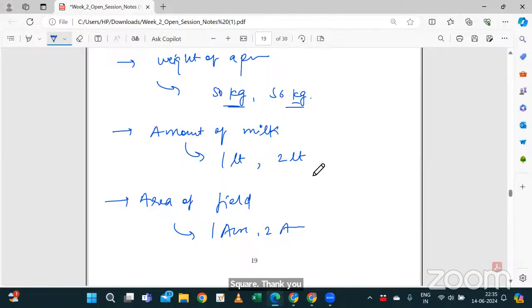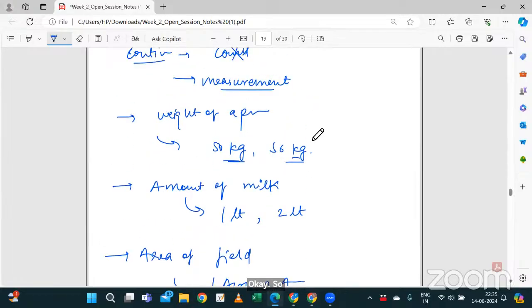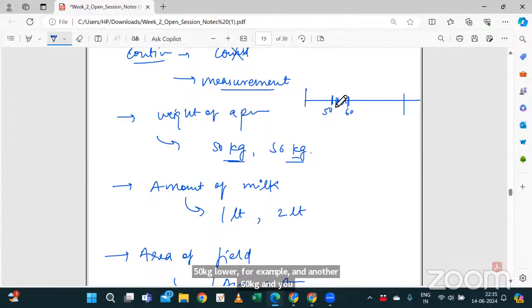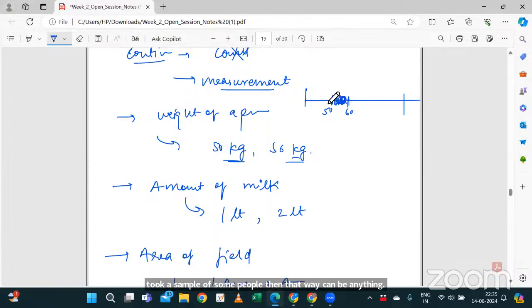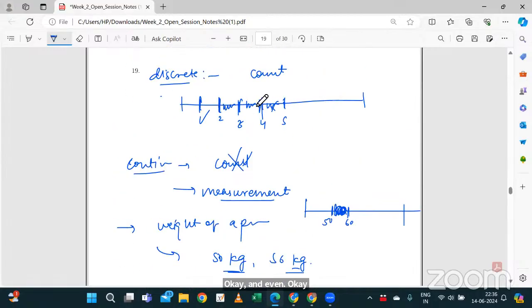In case of continuous, one more thing you have to keep in mind. Suppose you draw a real line, it can take any value in between. Suppose this is 50 kilograms as the lower limit, and another is 60 kilograms, and you took a sample of some people. Then that weight can be any value. While in case of discrete, it is not possible. It will take only distinct values.